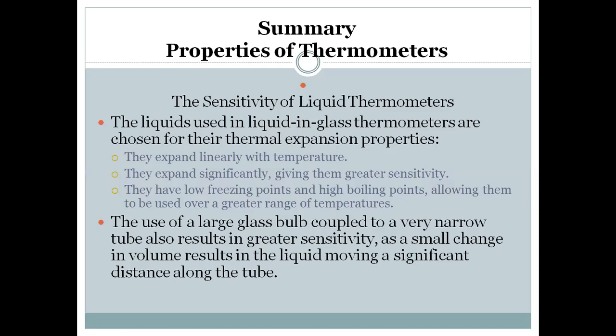They expand to give a greater amount of sensitivity. They have low freezing and high boiling points, allowing them to be used over a greater range of temperatures. The use of a large bulb coupled to a very narrow tube also results in a greater sensitivity, as a small change in volume results in the liquid moving inside the tube. This is the summary of the properties of thermometers.